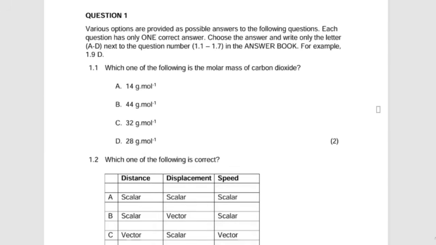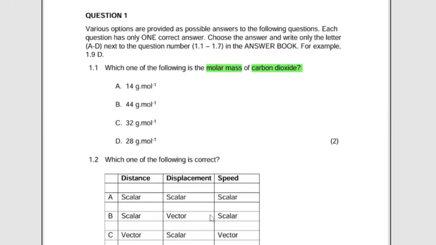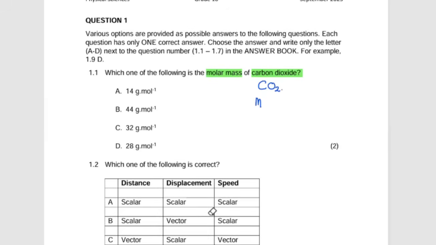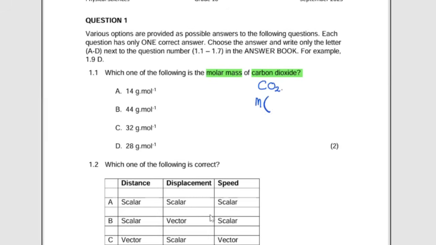Then we're going to proceed to question number one, which reads: which one of the following is the molar mass of carbon dioxide, right? So we're looking for the molar mass of carbon dioxide. We are supposed to have a formula for carbon dioxide first, right? So our carbon dioxide by formula is CO2. So the molar mass of this one is going to be in brackets. We are going to look at carbon first.